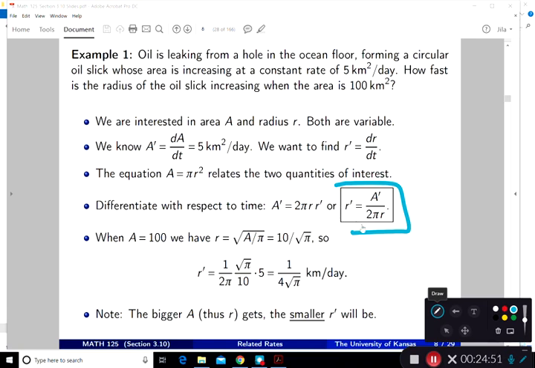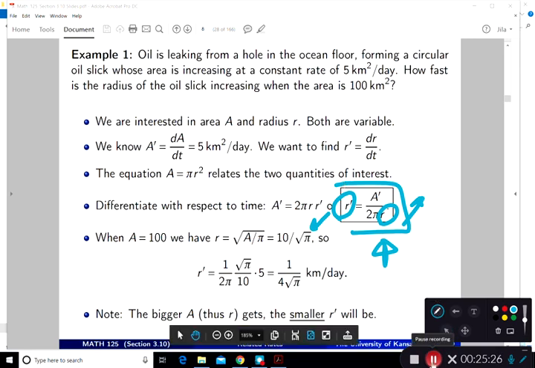If you look at this, as r grows, r prime is going to get smaller and smaller. When this gets bigger, this one becomes smaller and smaller, which is hopefully a good situation. If A prime stays the same, then as this gets bigger, this gets smaller, which is normally how the oil slick, in the beginning, grows really fast and then starts growing slower and slower. Basically, that's an interesting fact to know.